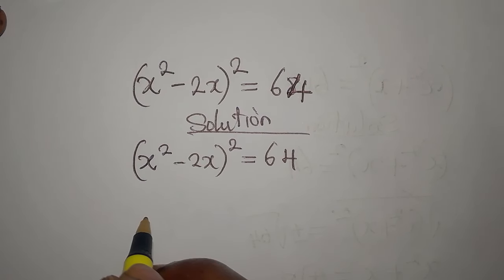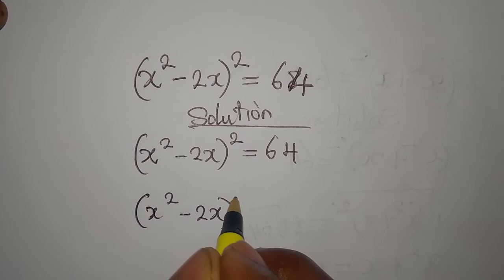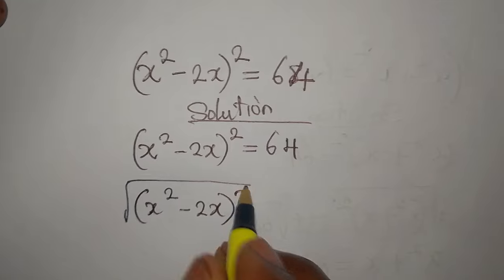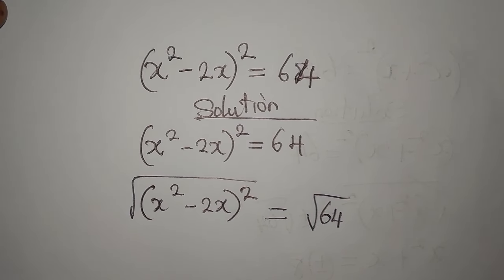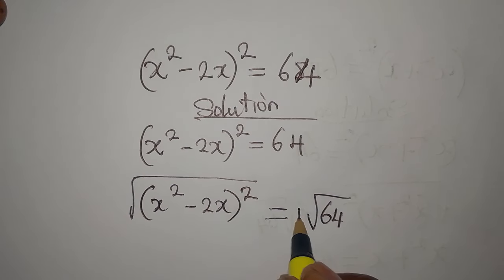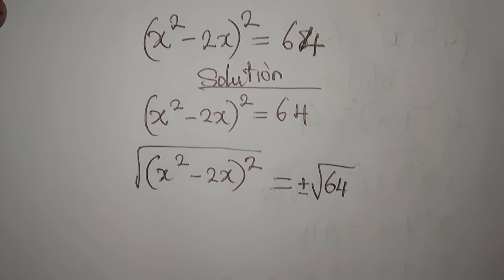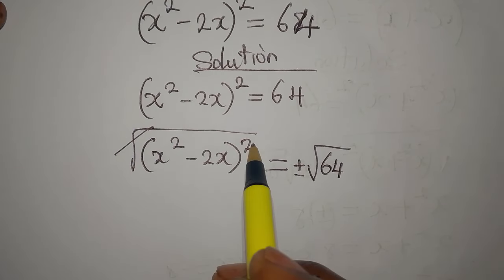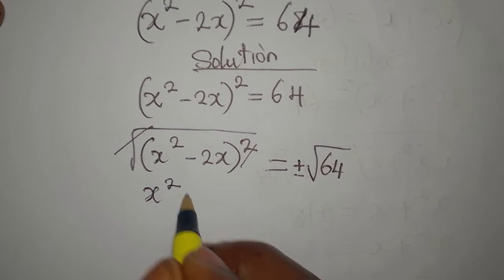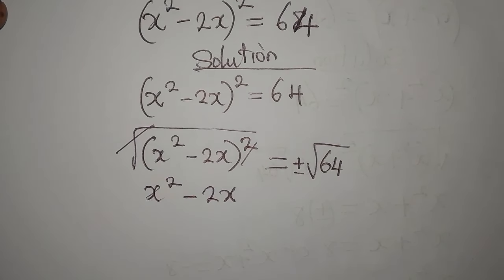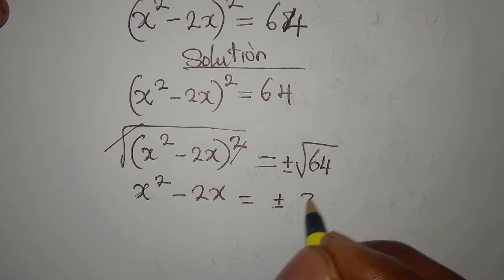So we will now have (x squared minus 2x) all squared, then we'll take the square root. So we will now take the square root of 64, but it's always plus or minus. Now the next point is that the square root and the square cancel, so that we'll have x squared minus 2x. The square is no longer there. Then we have plus or minus the square root of 64, which is 8.